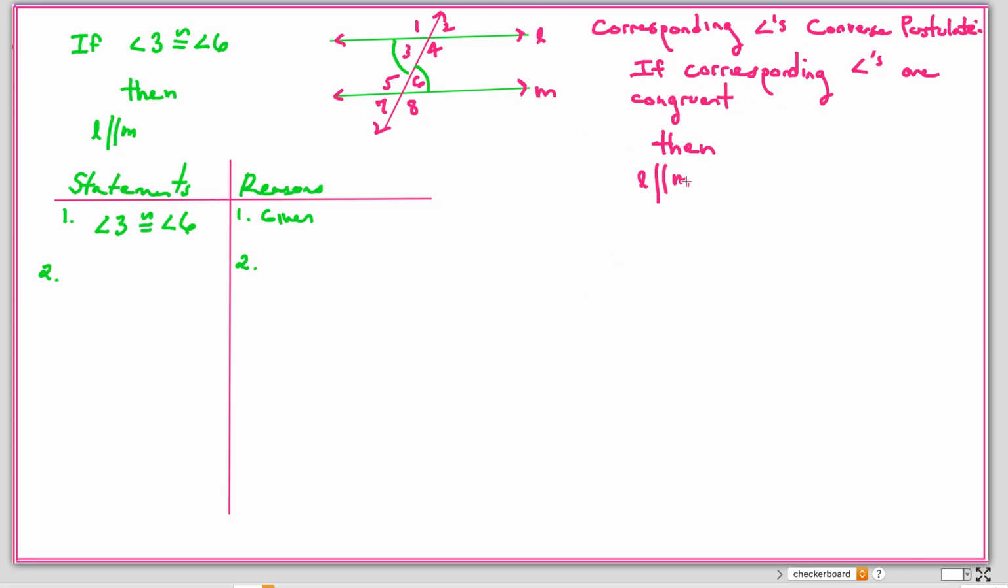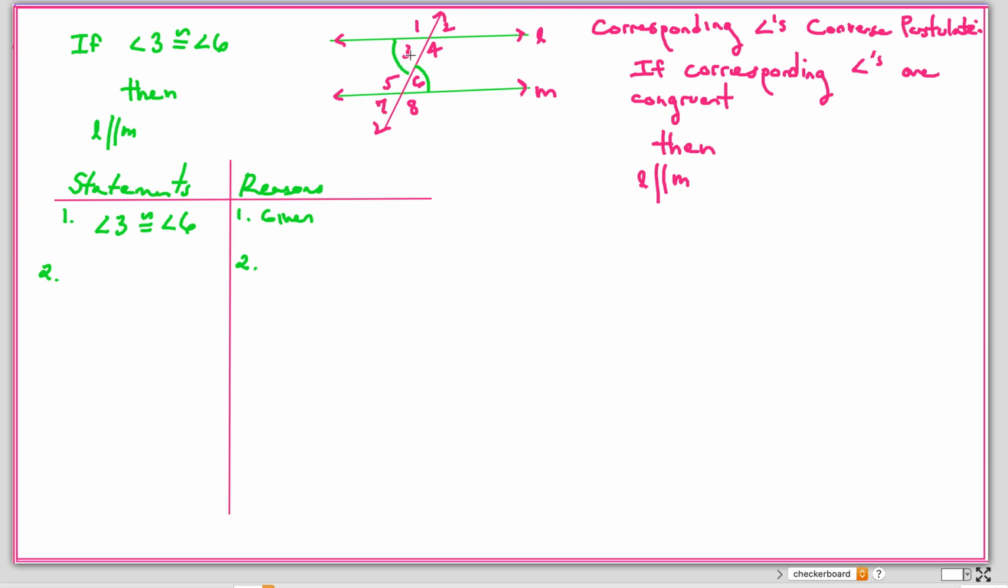I use this in conjunction with the vertical angles theorem. I'm given that 3 is congruent to 6, which is a pair of alternate interior angles. The way this is going to go is I'm going to say 3 is congruent to 6 because that's given. Then I could say 6 is congruent to 7 because they're vertical. And since 3 is the same as 6, and 6 is the same as 7, that must mean that 3 is the same as 7.